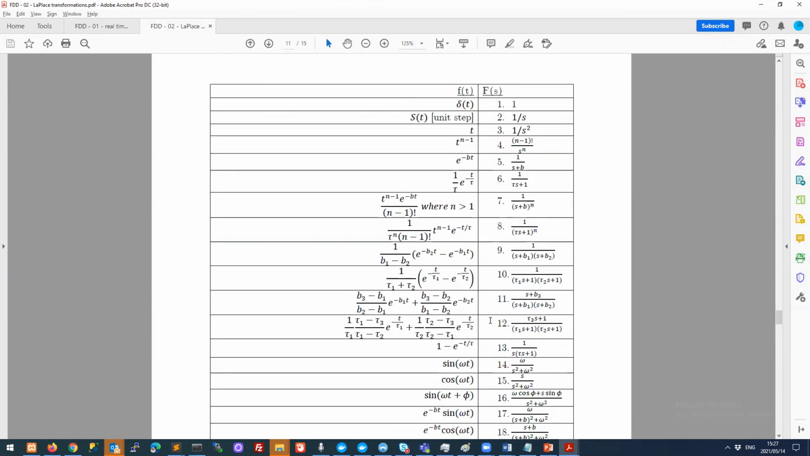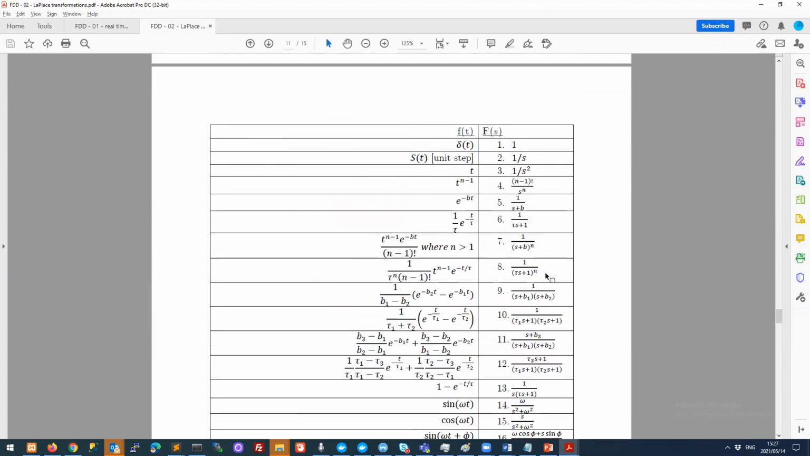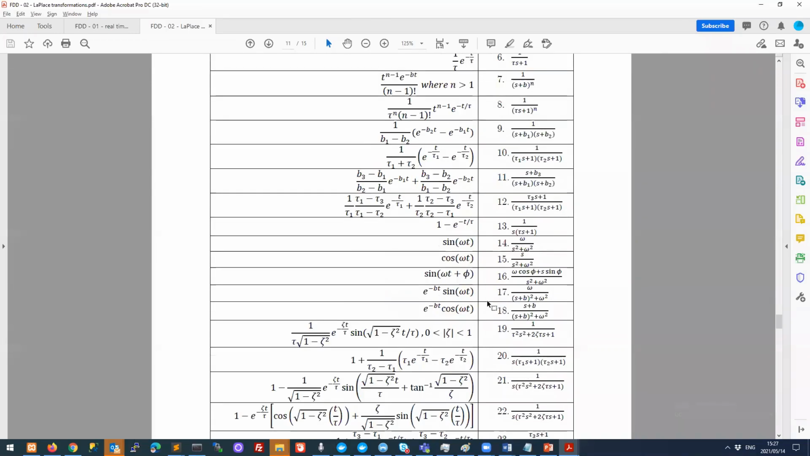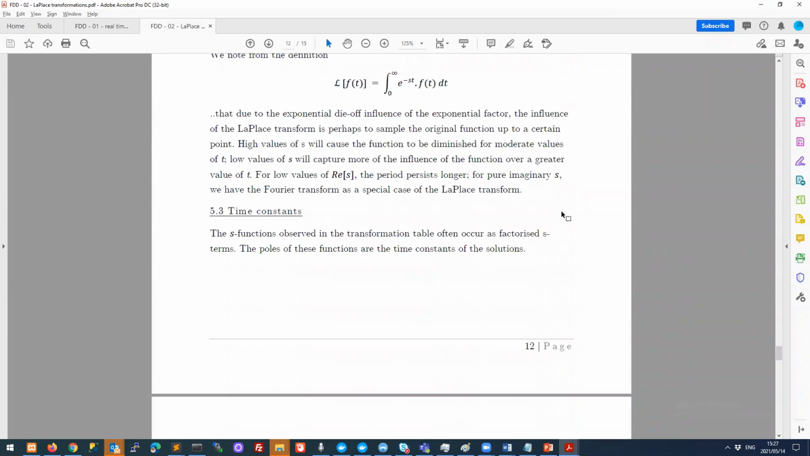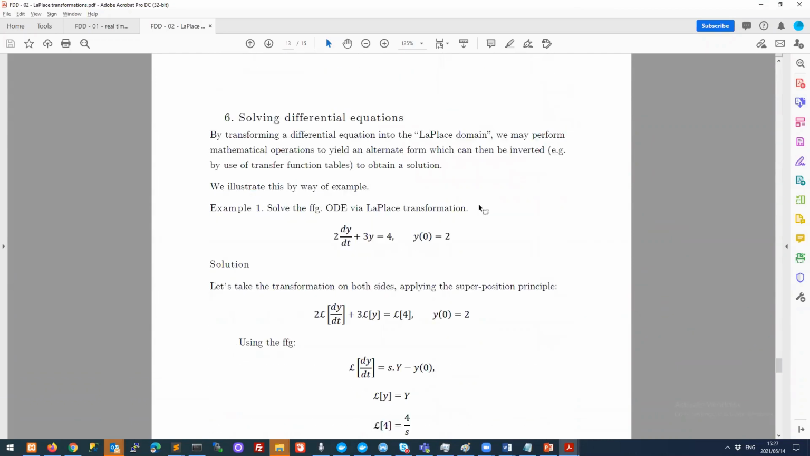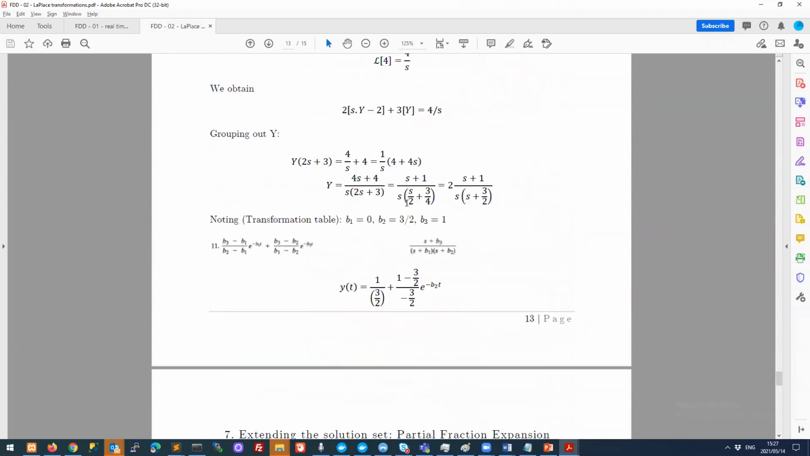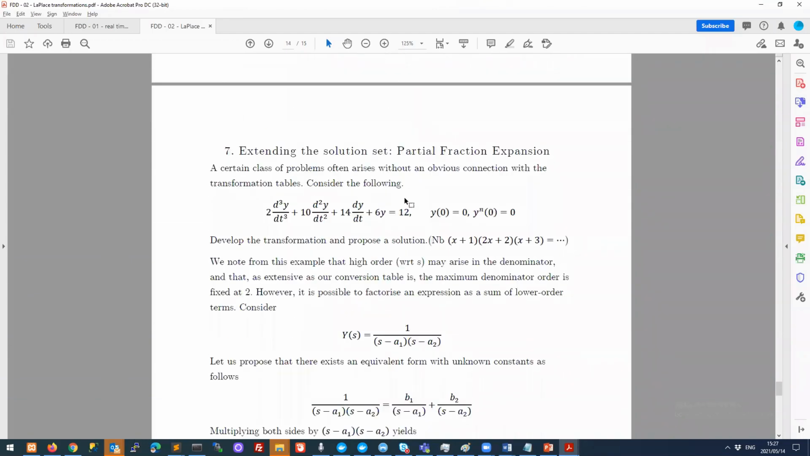Okay, so Laplace transformations, and here's your transformation table. Time domain on the left, Laplace domain on the right. So we are going to transform into the Laplace domain, do our operations, and then translate back into the time domain. That's if you are solving differential equations. When we are doing our controls analysis, we won't necessarily come back to the time domain. So we looked at this.